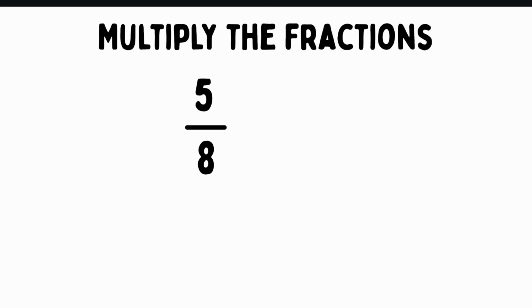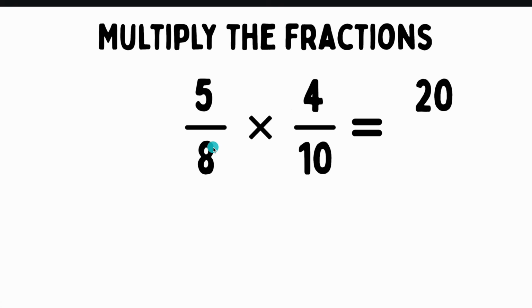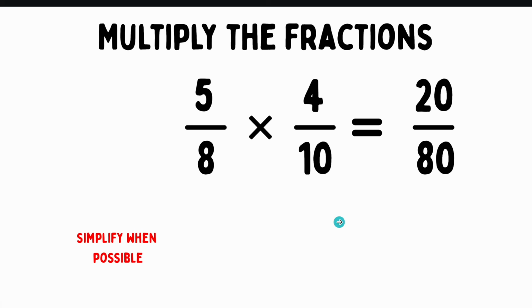We have 5/8 times 4/10. When we multiply fractions, we multiply straight across. Let's multiply the numerators. 5 times 4 equals 20. Let's multiply the denominators. 8 times 10 equals 80. The product is 20/80ths. Let's simplify 20/80ths.